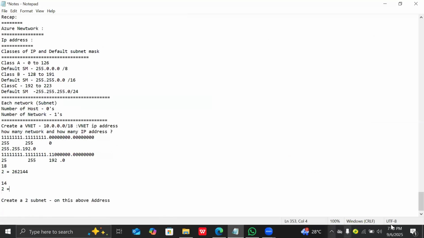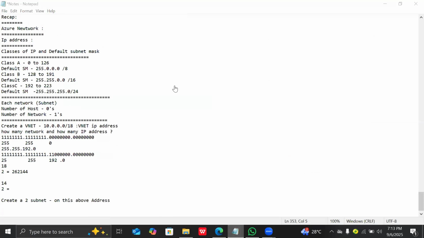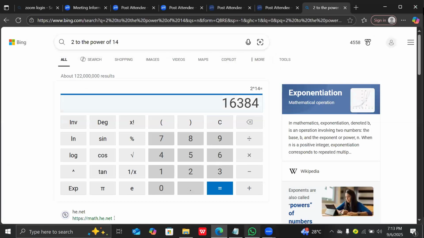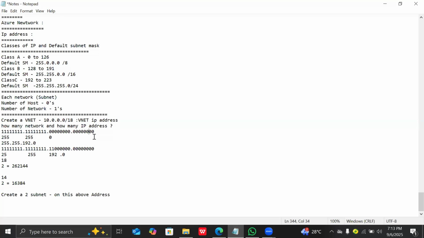At the same time, how many overall IP addresses are we receiving? 2 to the power of 14, which is 16384. So these many IP addresses we are getting. They would give you the IP address, 10.0.0.0/18, and ask you to create a network. This concept is now understood, and it is very easy and simple to create a VNet.